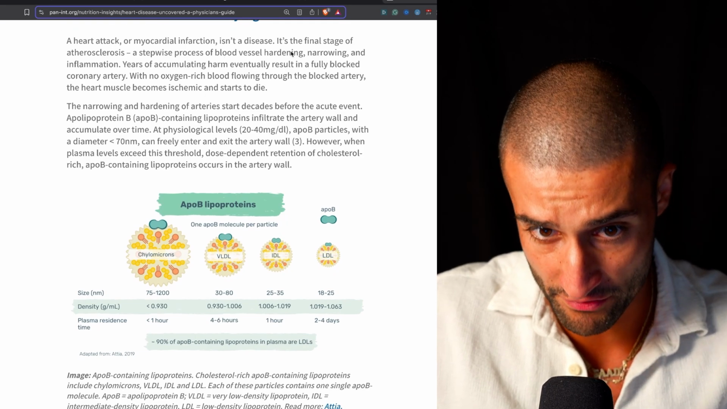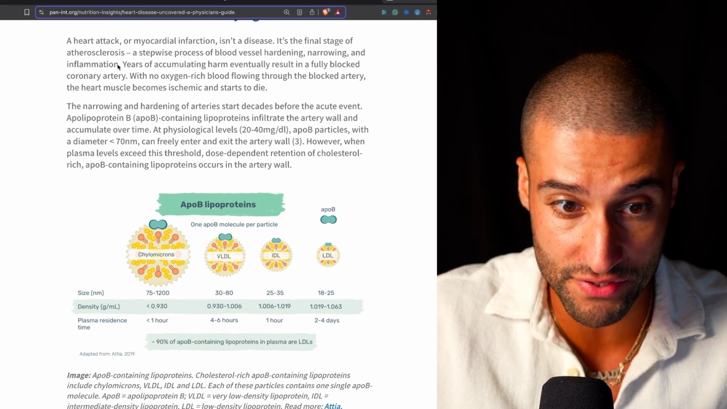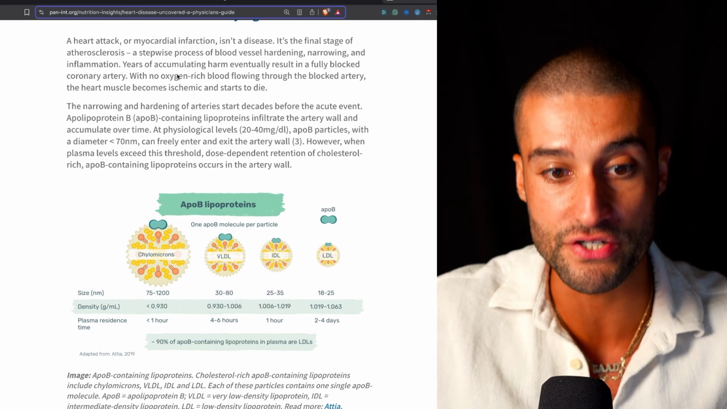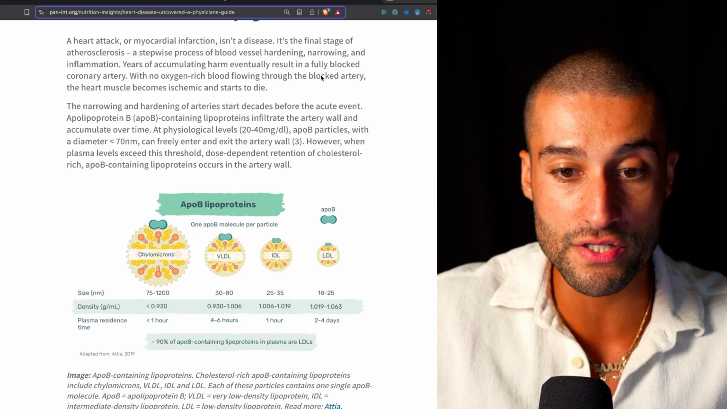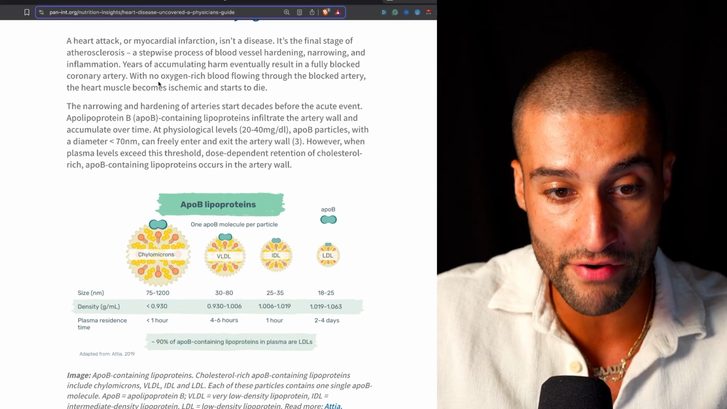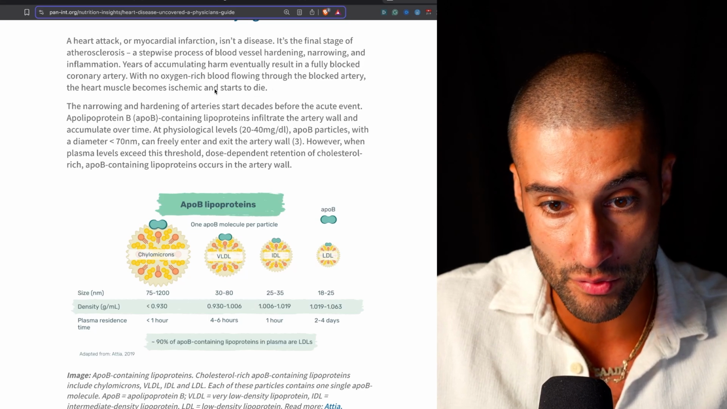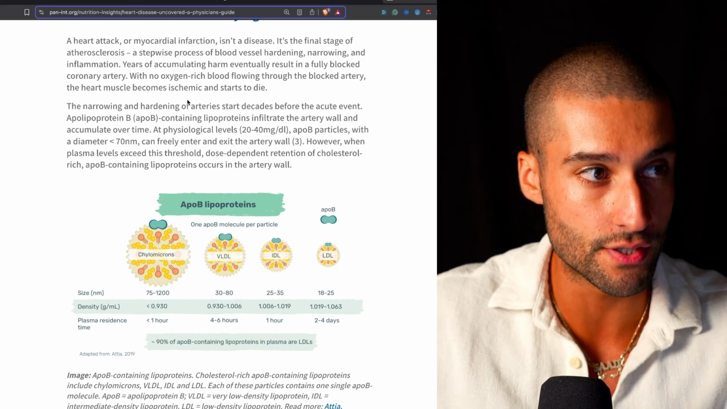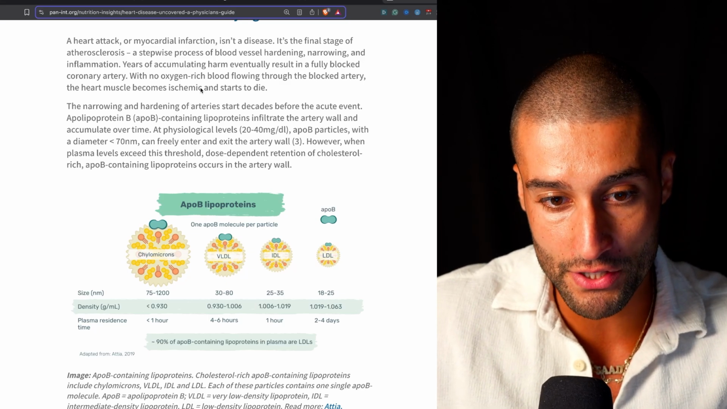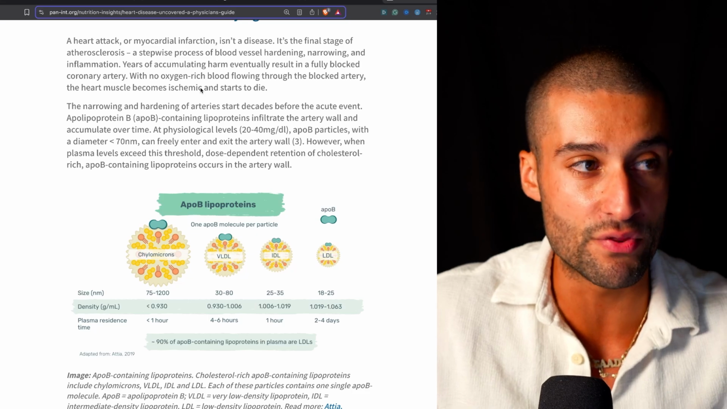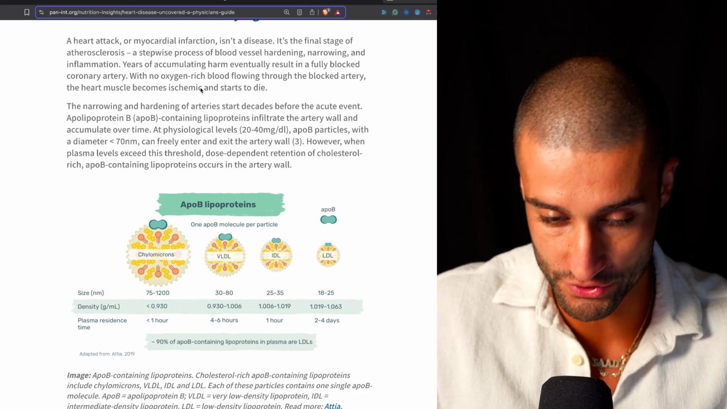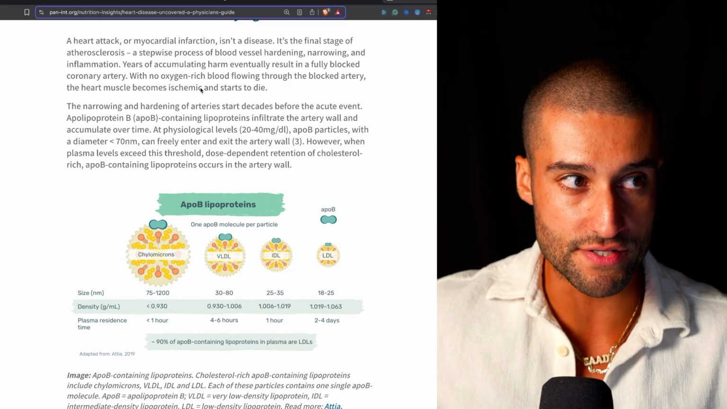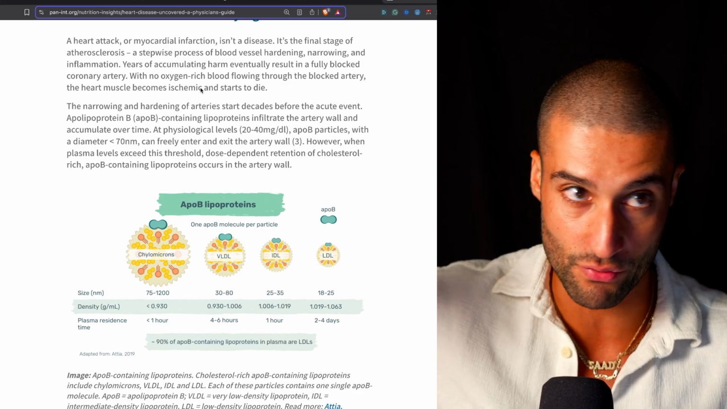A heart attack or myocardial infarction isn't a disease, it's the final stage of atherosclerosis, a stepwise process of blood vessel hardening, narrowing, and inflammation. Years of accumulating harm eventually result in a fully blocked coronary artery with no oxygen-rich blood flowing through the blocked artery, and the heart muscle becomes ischemic and starts to die, lacking oxygen supply. The narrowing and hardening of arteries starts decades before the acute event. Decades before, this is true. It's actually, for example, even at my age, this process is occurring due to things that I'm doing right now.